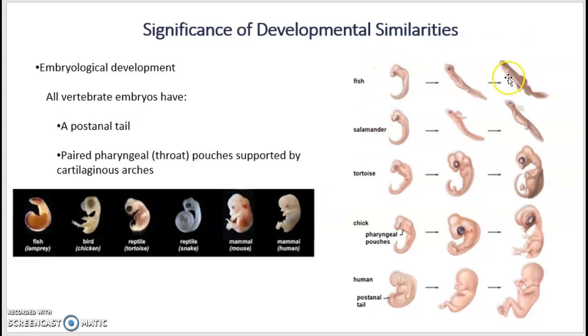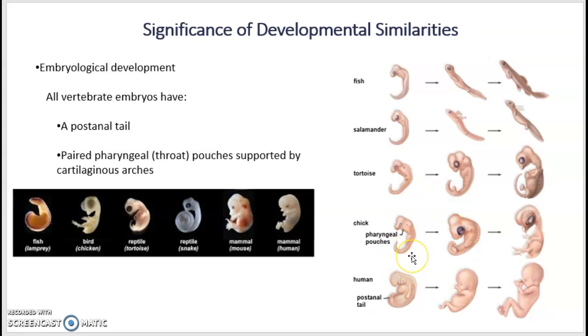If you look at the embryos here, in a fish, salamander, tortoise, chick, human, all of us have this post-anal tail right here. So in humans, the post-anal tail becomes your tailbone. In fish, they're going to have right here, the tail fin. You have salamanders with a tail. They all start out the same way.